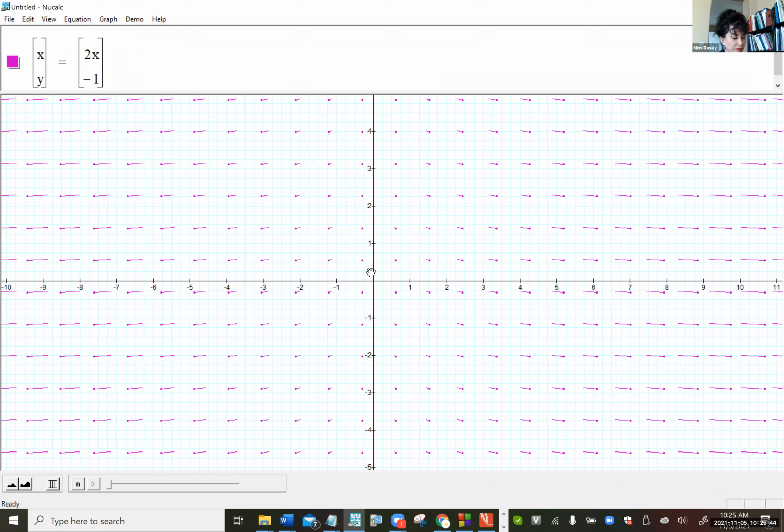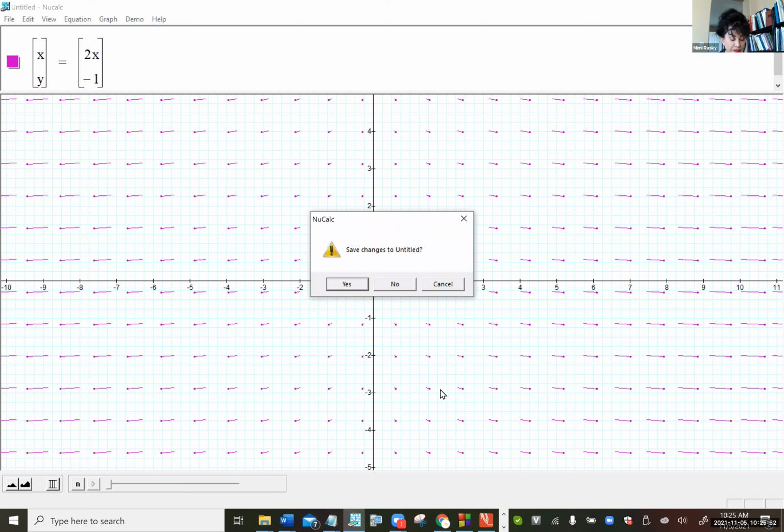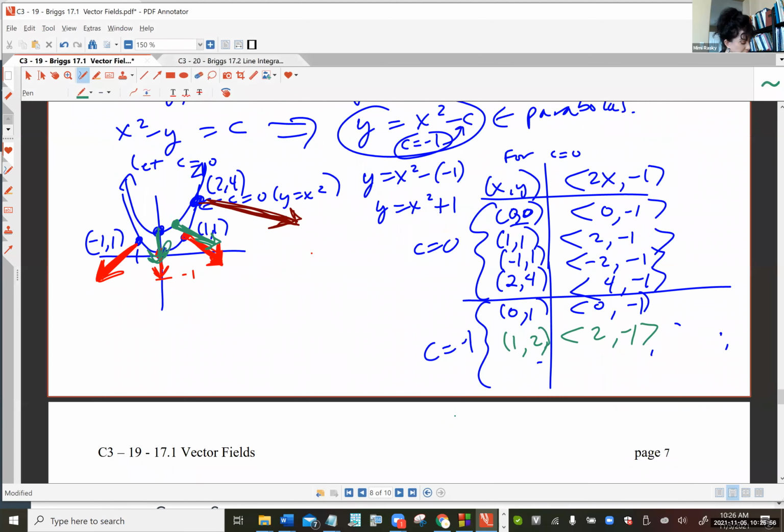It's an interesting looking vector field. It's kind of hard to tell what the level curves are and that they're parabolas, but at least you get a feel for the field and what it looks like. Okay, so there you go.